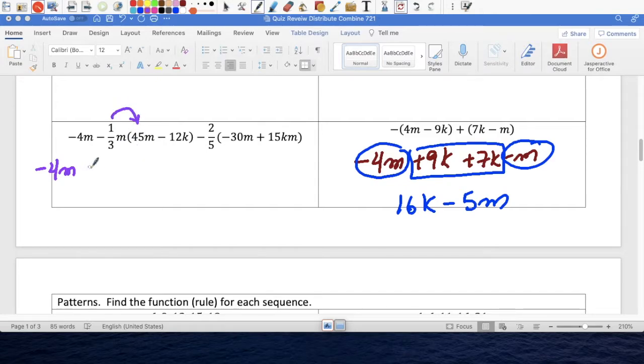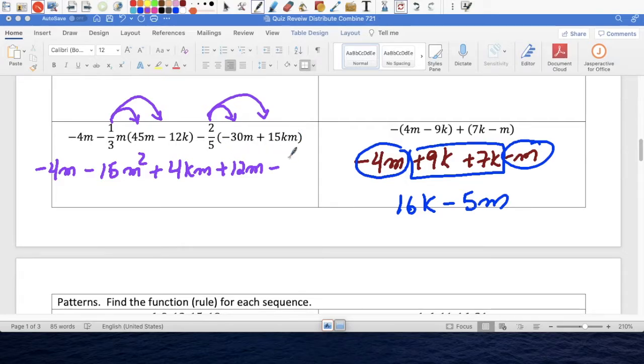Negative times a positive is a negative. 1/3 of 45 is 15. And then m times m is m squared. Negative times a negative again is a positive. And 1/3 of 12 is 4. And don't forget it's km, right? Because we're multiplying. Then negative times a negative is a positive, and 2/5 of 30 is 12m. Then negative times a positive is going to be a negative, and 2/5 of 15 is going to be 6 km.